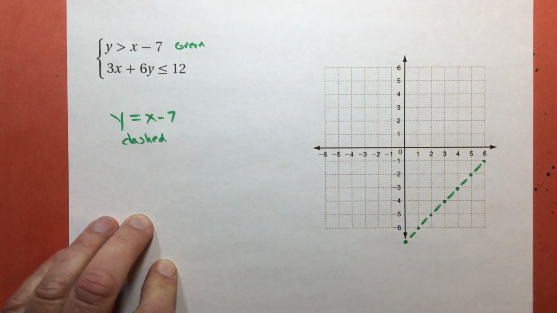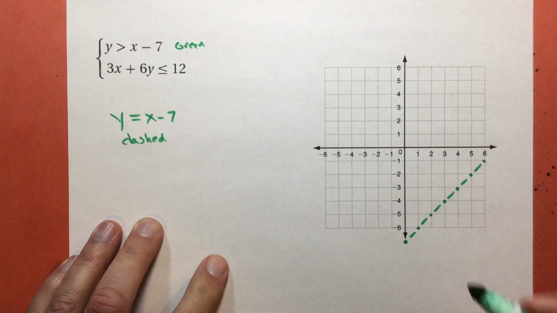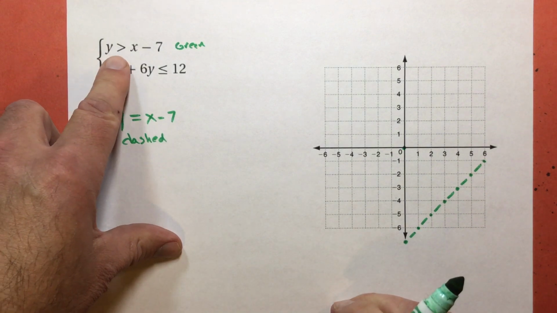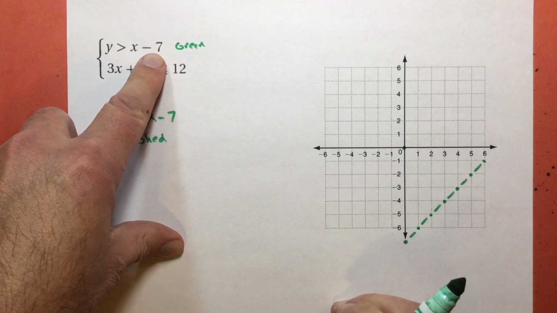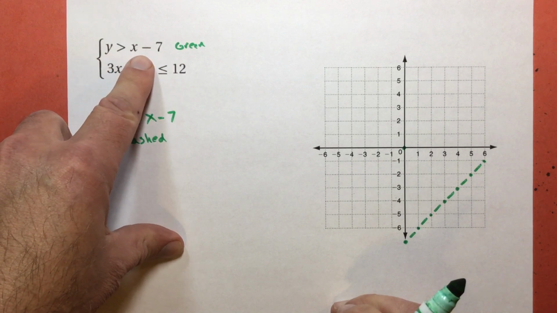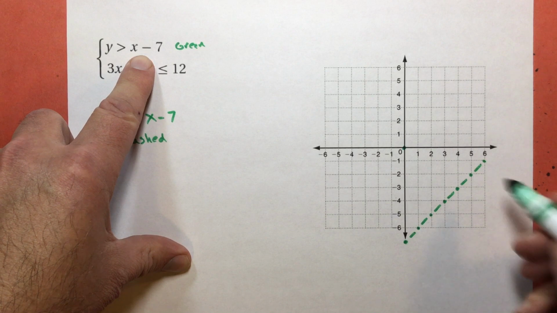And do I shade above or below it? Let's pick a point. Let's pick our old friend 0, 0. Is 0 greater than 0 subtract 7? 0 subtract 7 is -7, and 0 is greater than -7, so that's true. Let's try something on the other side.